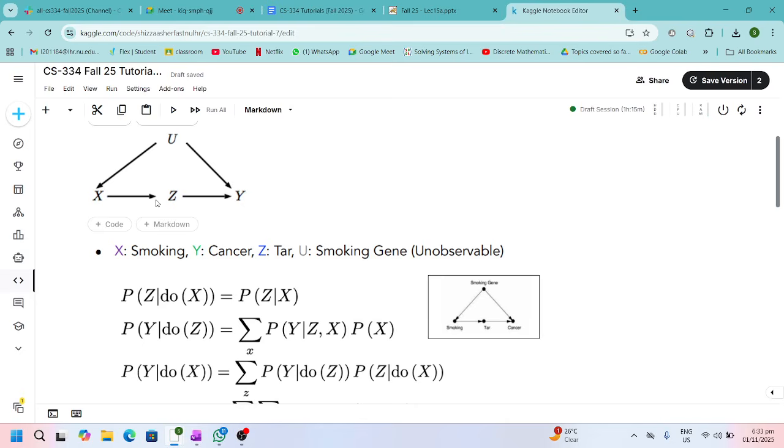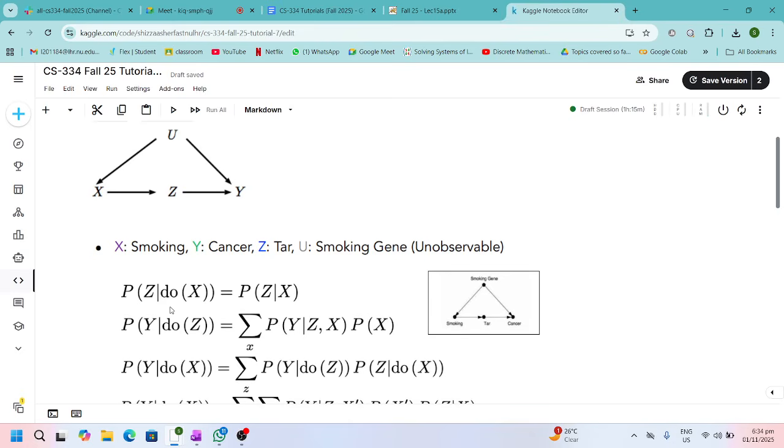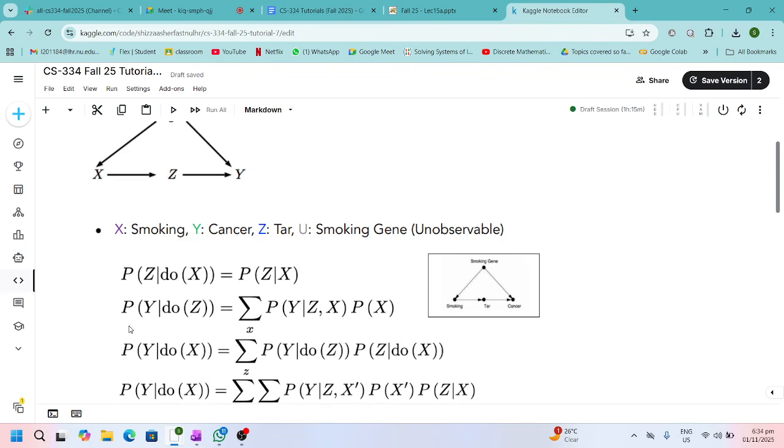अगर इनके बीच में कोई confounding variable होता, तो we wouldn't have been able to apply this front door criterion. Anyway, since इनके बीच में कोई भी confounding variable नहीं है, तो I can say that the probability of Z given do X equals simply the probability of Z given X. This thing is only true जब कोई confounders नहीं होते, as we've covered in lecture 12. This is the first thing that you need to compute. And we will try to compute this using our data as well.